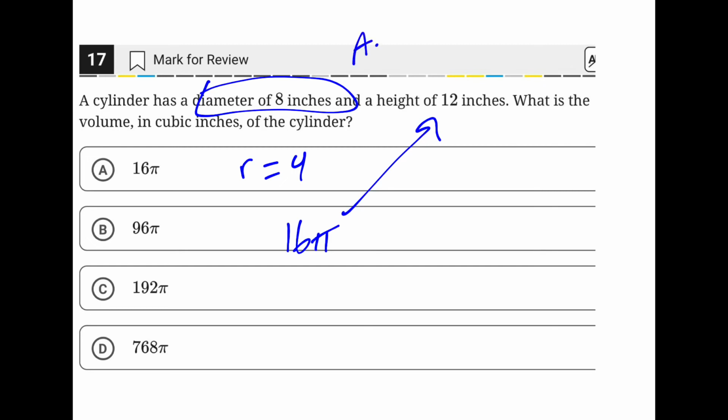Remember that the area of a circle is equal to pi r squared. So we plug in the 4, and that's how we find the area of the base. 16 times 12 gives us 192. The answer is C.